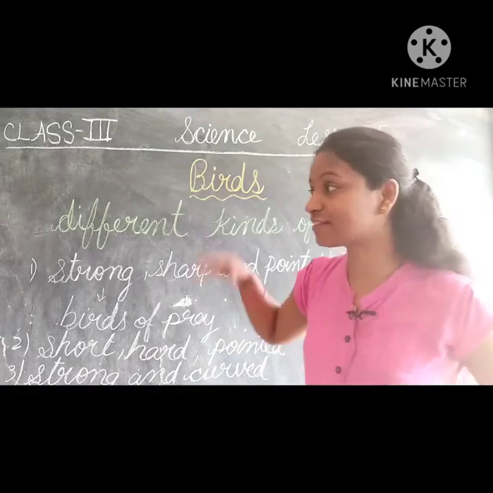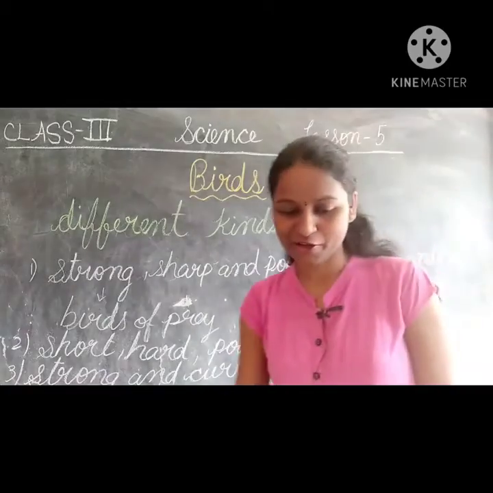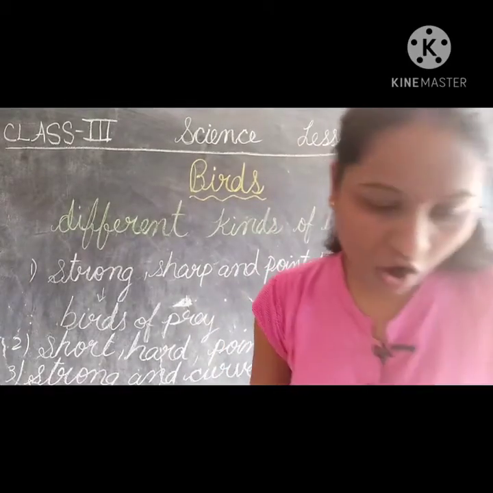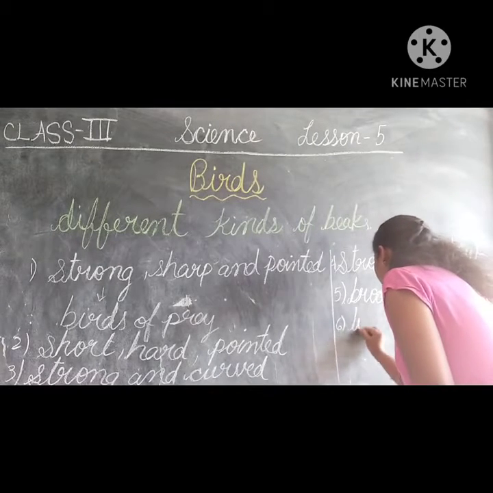So you know children, these many types of birds, these many types of beaks are present. Okay. Next one is long and slender beak.